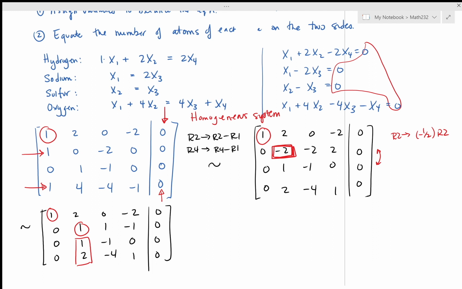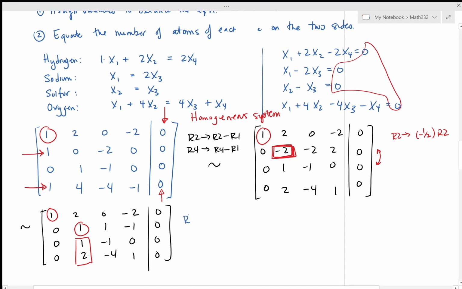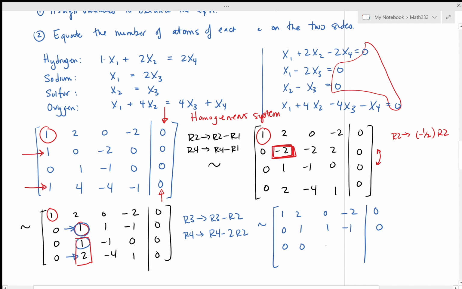I'm going to do that with two elementary row operations together, and they are going to be this. I'm going to take row three and replace it with row three minus row two. That's chosen because when I take this one and subtract this one, I get zero. Similarly, I'm going to take row four and replace it with row four minus two times row two. Because when I take this two and subtract two times this one, I get the zero there. So I do those two operations and I get the following matrix. One, two, zero, minus two, zero, and zero, one, 1, minus 1, 0, and 0, 0, minus 2, 1, 0, and 0, 0, minus 6, 3, 0.